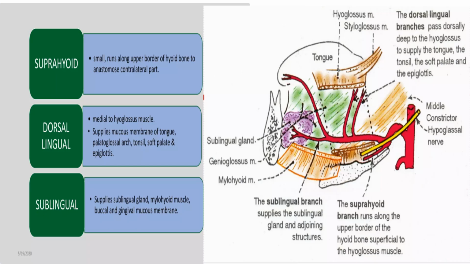The second branch is the sublingual branch, which supplies the sublingual gland and adjoining structures. The third is the dorsal lingual branch. So here is the tongue. Dorsal lingual branch.